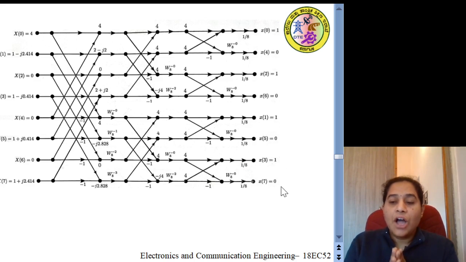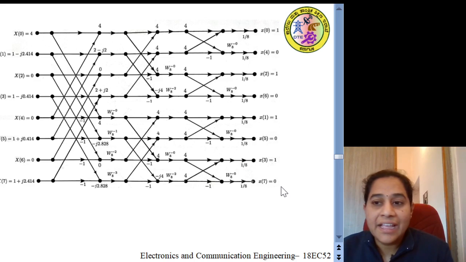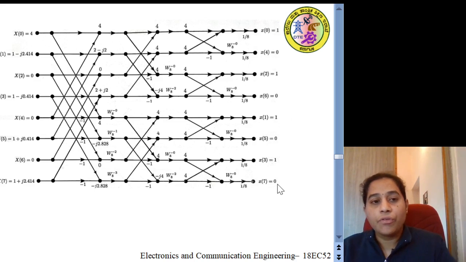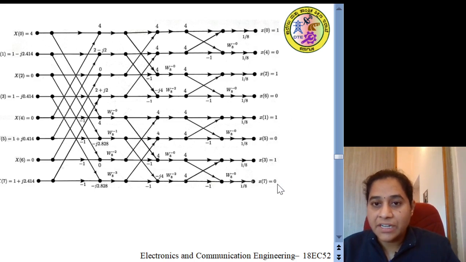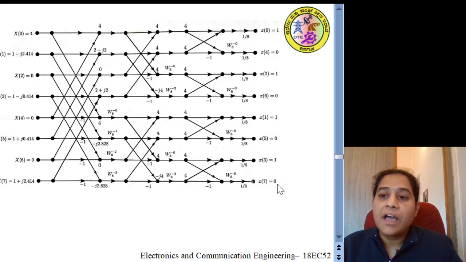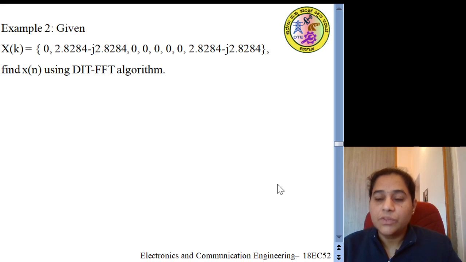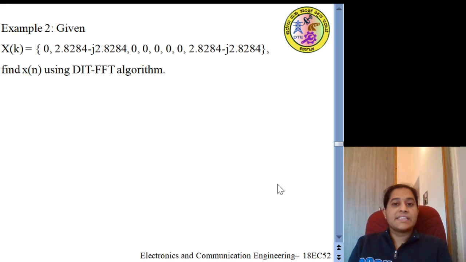So our output x of n is 1, 1, 1, 1, 0, 0, 0 and 0. 4 ones followed by 4 zeros. That is the required output. So now let us take the next example.